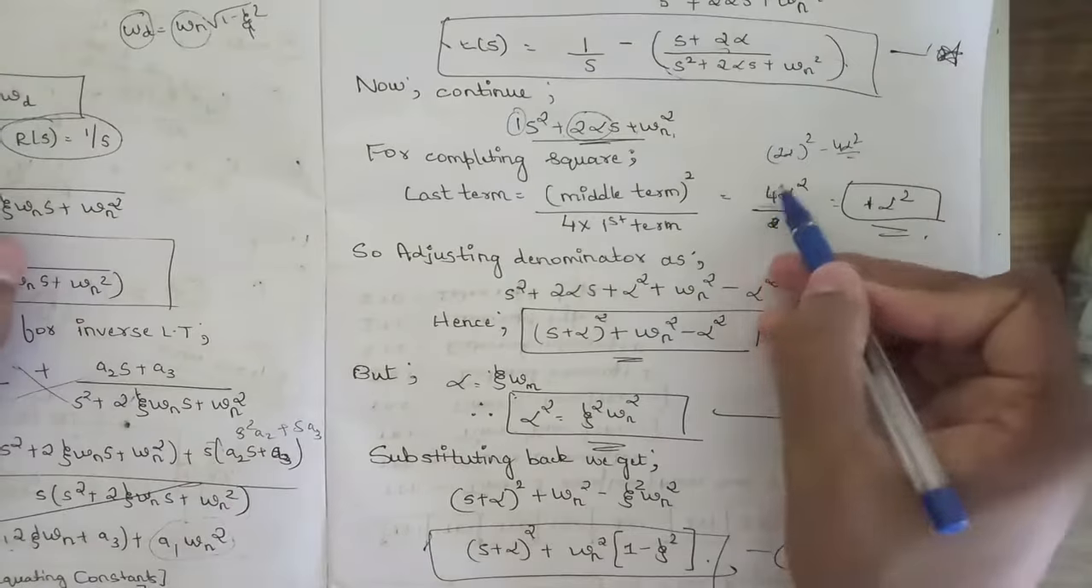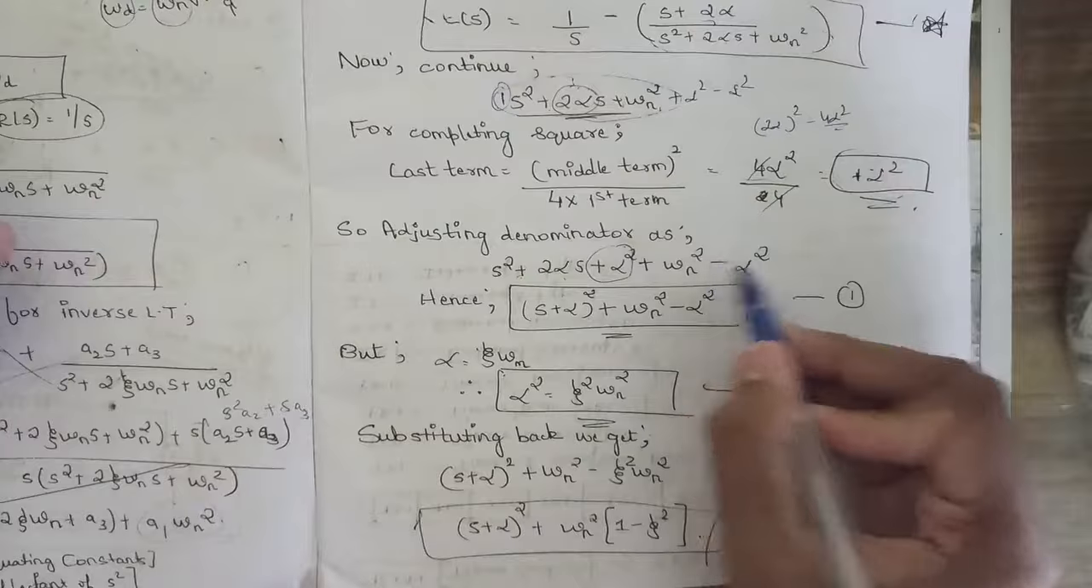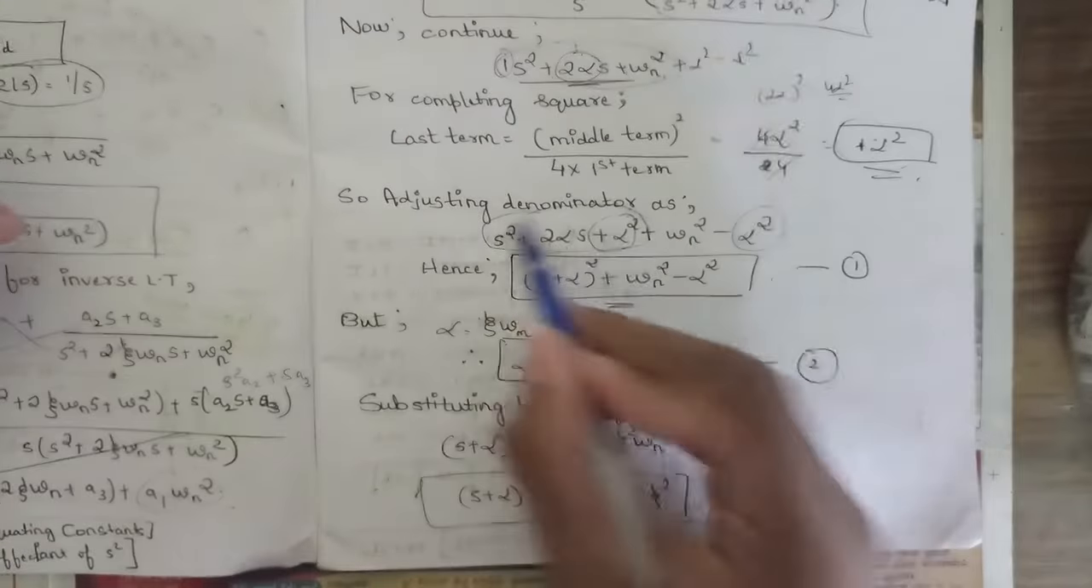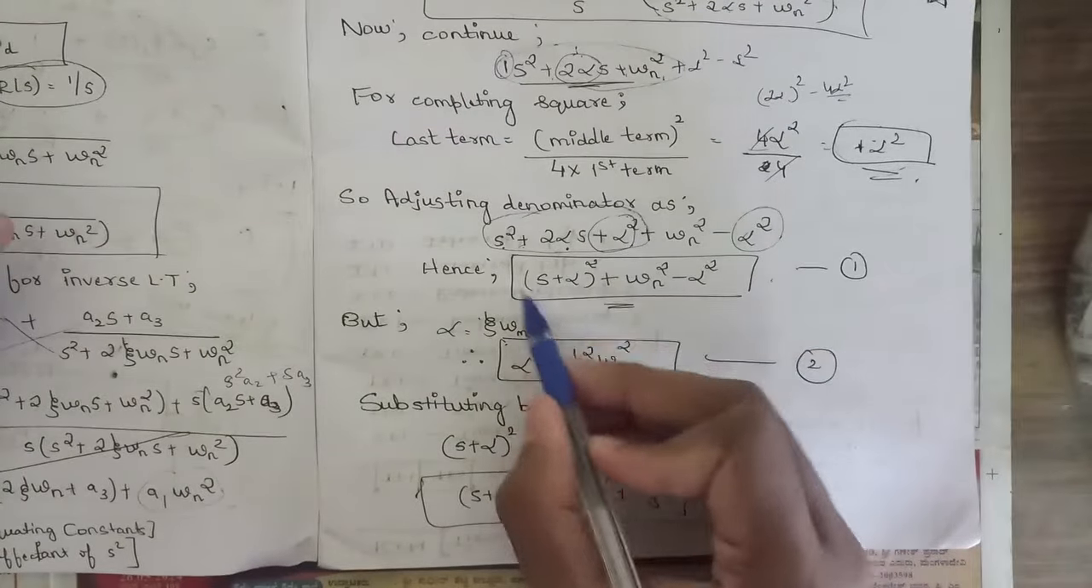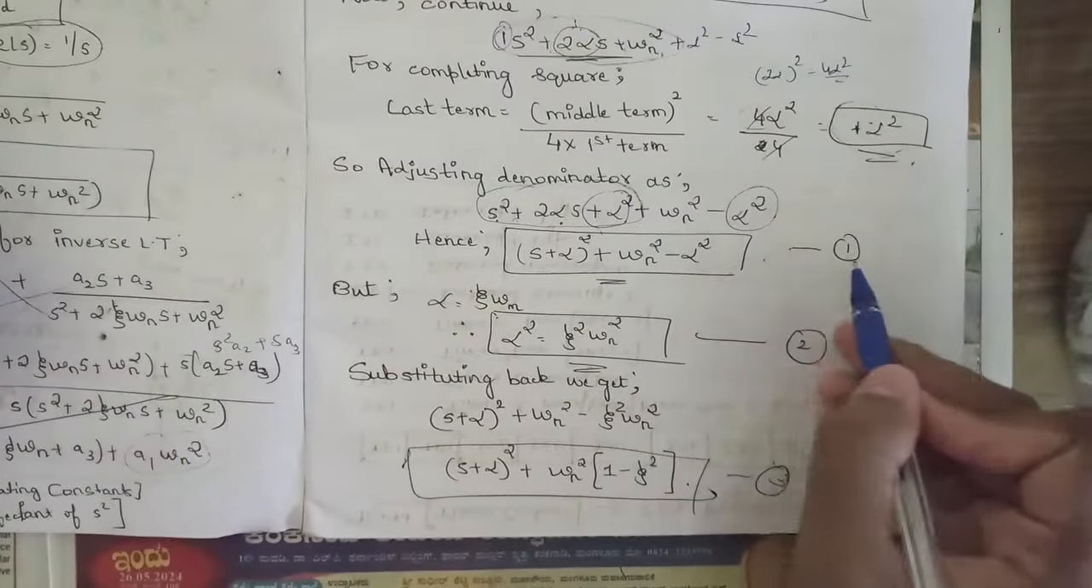So now what we need to be doing with this alpha square, in this equation we need to be adding and subtracting alpha square, that is plus alpha square minus alpha square. So adjusting the denominator as s square plus 2 alpha s plus alpha square plus omega n square, as it is, minus alpha square. Now if you observe here, this is of the form a square plus 2ab plus b square. So write it in the form of a plus b the whole square, that is s plus alpha the whole square plus omega n square minus alpha square. Name this as equation 1.